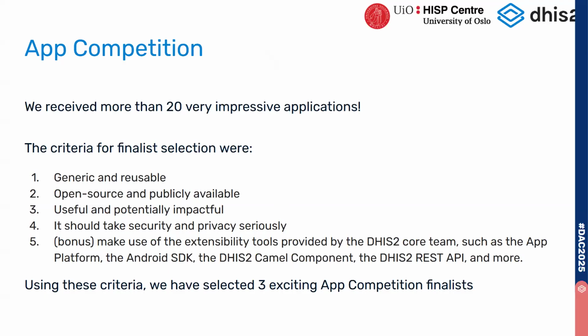Generally, we're looking for things that are open source, available to everyone, generically applicable, useful and impactful, important to you, take into consideration security and privacy as well when you're building applications that could be interacting with very sensitive data. And bonus points, so this is not a requirement, but bonus points if you make use of the tools that are available in DHIS2. So the API is something that pretty much everybody uses, but also the app platform, the Android SDK, Camel components, different tools that we have available for the platform of DHIS2.